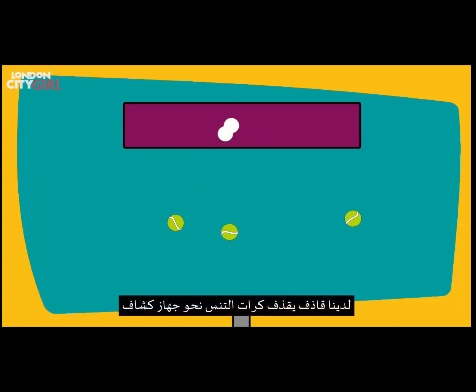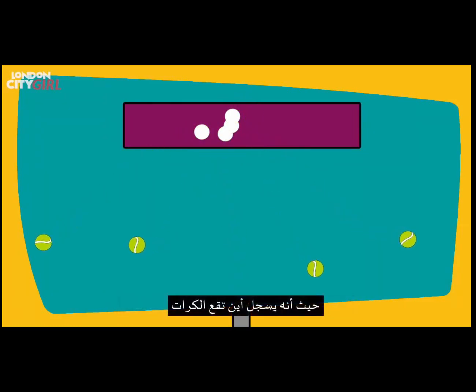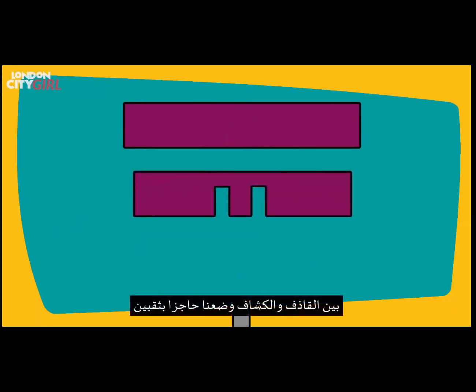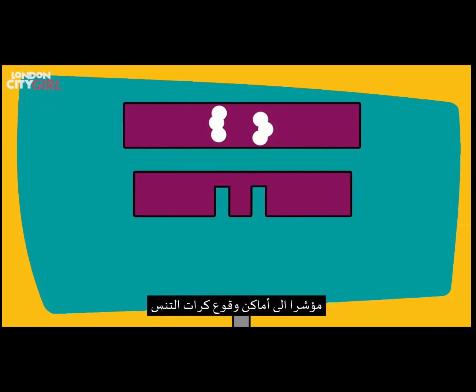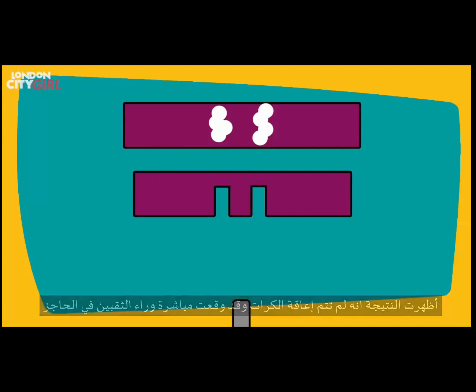In a version of the experiment, on a larger scale, we have a gun that shoots tennis balls one by one at a detector, which will register where the tennis balls land. In between the gun and detector, we place a barrier with 2 slits, which will leave openings for any tennis balls to go through. Over a period of time, and after many tennis balls, a pattern emerges on the detector, indicating where the tennis balls have landed. The results show that the balls which have not been blocked have landed directly behind the slits in the barrier.